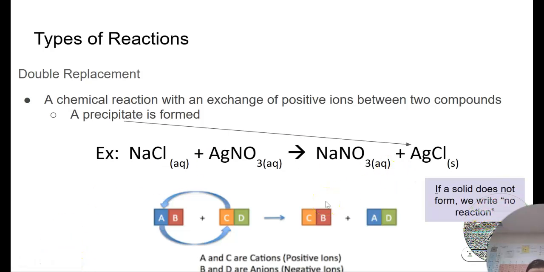It says, if a solid does not form, we write no reaction. Okay, so if there's no solid, then the reality is there's not really any exchanging, because if no solid forms, then really all we have is just a bunch of ions all floating around. We just have 4 ions all floating around in solution. So the fact that a solid is forming is why we even consider this a reaction.